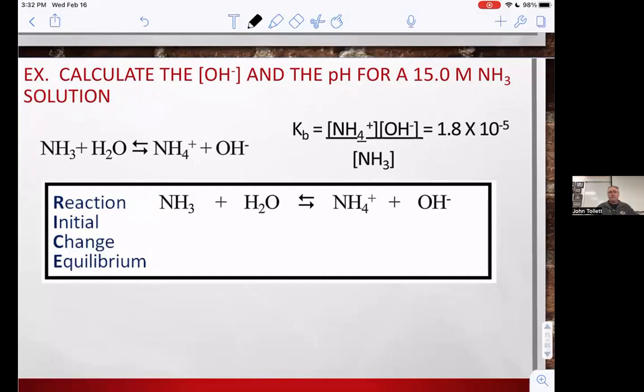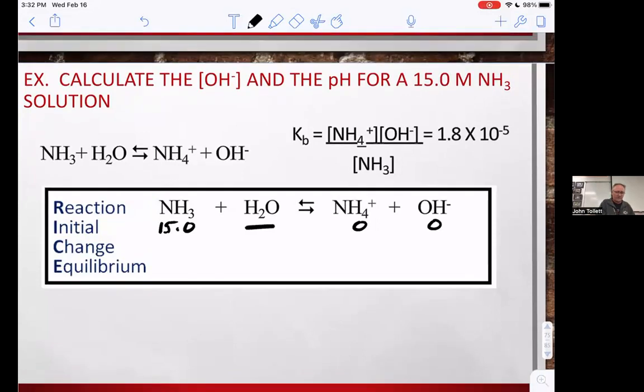So let's do an example. Calculate the hydroxide ion concentration, and it says the pH as well, for a 15 molar, that's kind of a lot, 15 molar ammonia solution. So what I'm going to do is I've set up my equation already for you, a balanced equation. I added water to the weak base, and I've got a Kb expression set up, leaving the water out, of course. And so what I've got here is 15.0 molar for my ammonia, and I have 0.0 for my ions. My water is a liquid and is the solvent here.